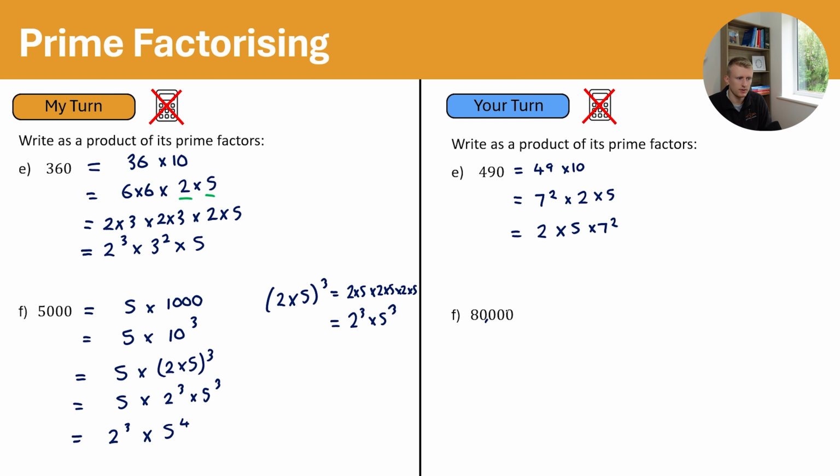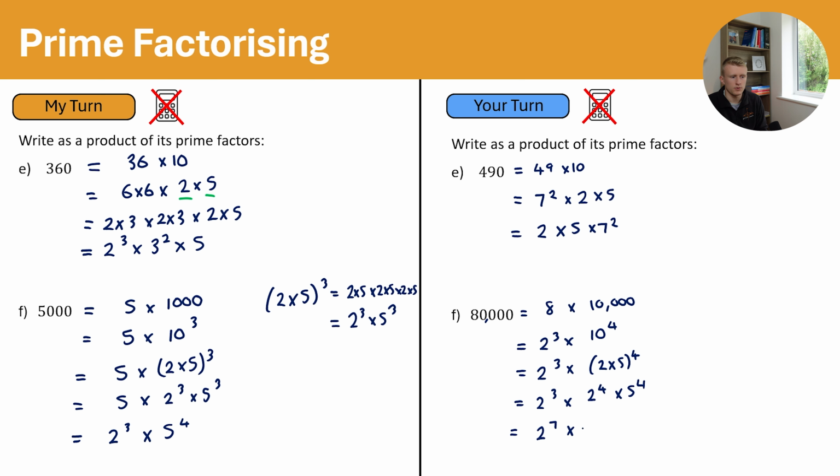Then we have 80,000. So I can write this as 8 multiplied by 10,000. And I can write 8 as 2 cubed. And I can write 10,000 as 10 to the power of 4. I then rewrite 10 as 2 multiplied by 5, all to the power of 4. And I apply this power to both the 2 and to the 5. My next line will look like this: 2 cubed multiplied by 2 to the power of 4 multiplied by 5 to the power of 4. 2 cubed multiplied by 2 to the power of 4 is 2 to the power of 7. And then I need to remember to write my 5 to the power of 4. That's my answer.